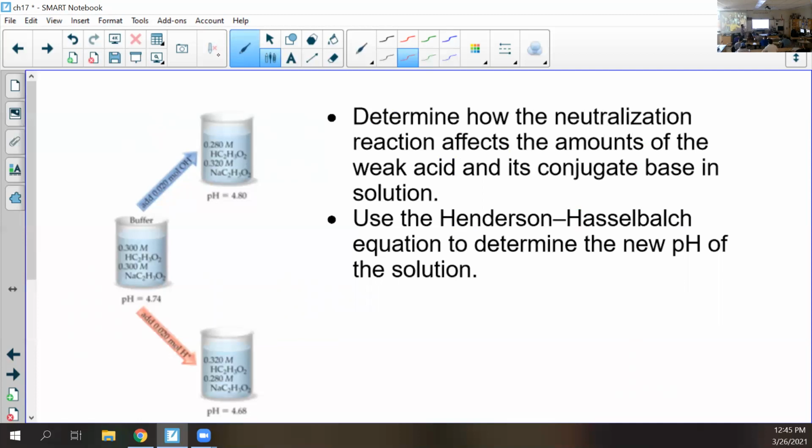This is the important part here. It's the pH after something's been added to the buffer. So it says we need to determine how the neutralization reaction affects the amount of weak acid and its conjugate base in a solution. These are pretty simple. Well, they're not simple, but they're not awful. I have a buffer solution, which I could calculate the pH to be 4.74.